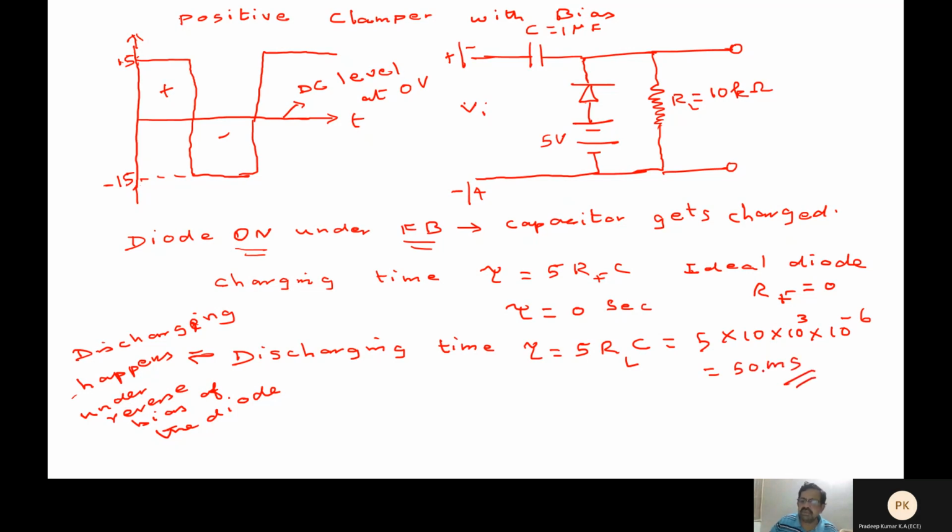Now look at this time that is required for discharge. It is very large. Therefore, compared to this, the rate at which the input signal alters between positive and negative cycle will be much faster than this discharging time required. Therefore, the capacitor retains all of the charges.